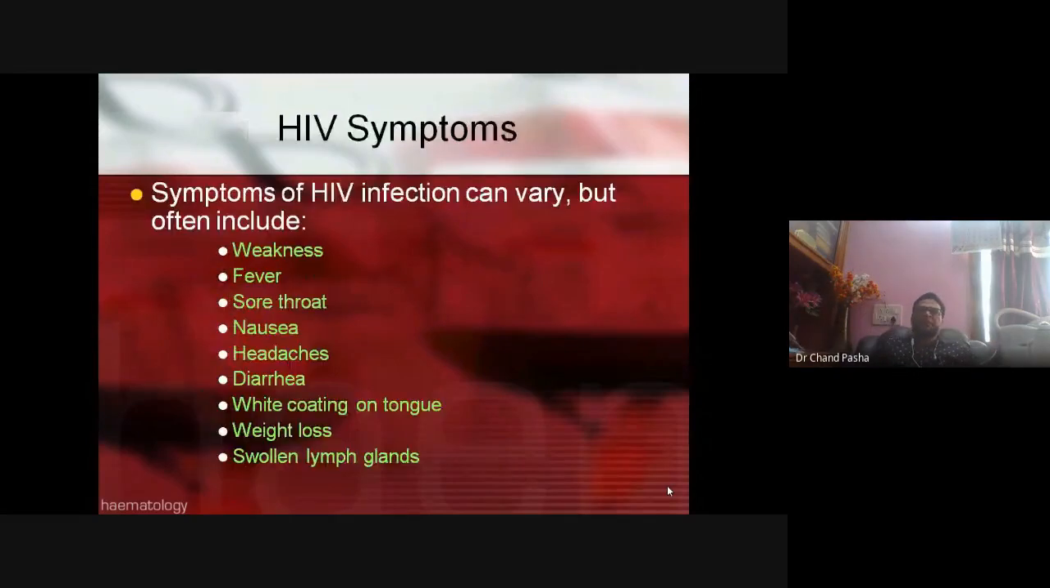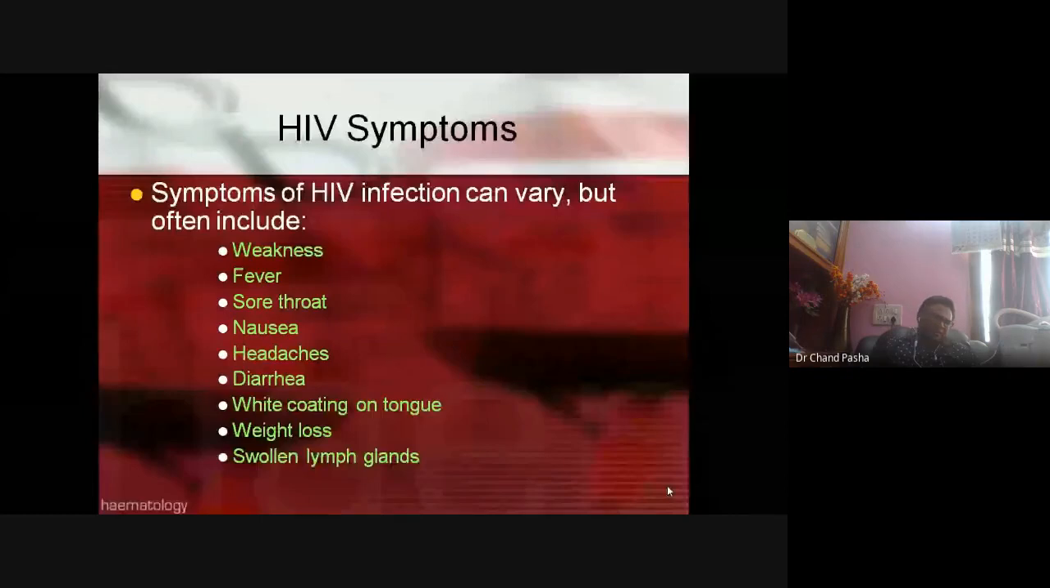HIV symptoms include weakness, fever, sore throat, and nausea. Actually, apart from the weakness and fever, HIV itself does not create any problem. But secondary infections occur whenever the immune system drops down. Generally, a lot of bacteria are present in our throat. With the immune system compromised, even these bacteria, which are very weak in general, will try to create a sore throat or throat pain kind of things.